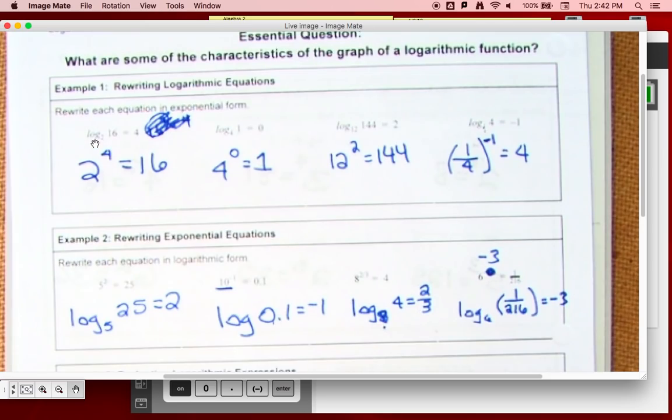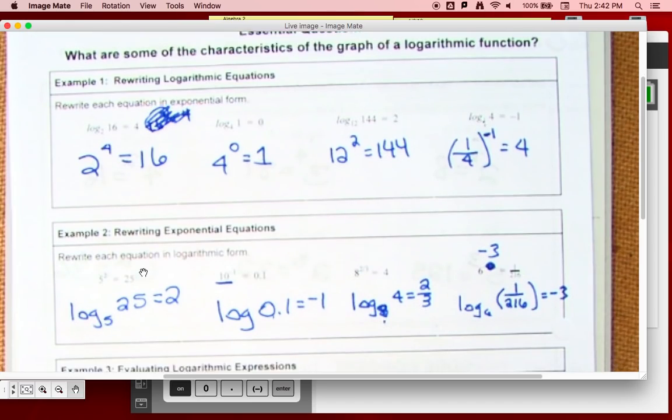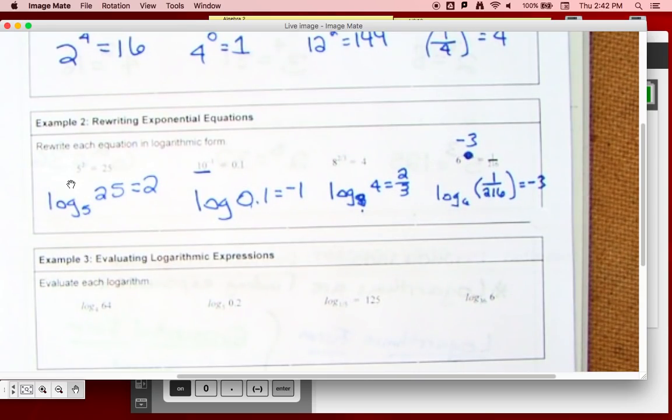So if we have the logarithm in base 2 of 16 equals 4, we can rewrite that as 2 to the 4th equals 16. And then the reverse of that, if we have 5 to the second power equals 25, we can rewrite that as the logarithm in base 5 of 25 equals 2.